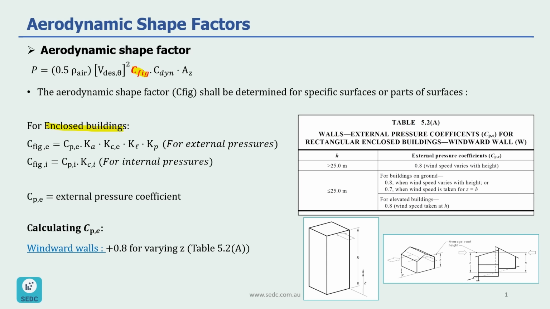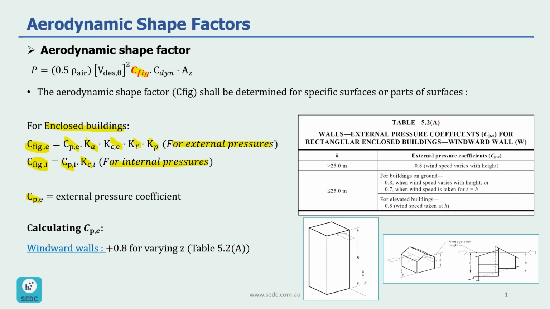For an enclosed building, we have two different Cfig that we need to calculate. The first one is Cfig,e, which is for external pressure, and the second one is Cfig,i, which is for internal pressures. As you can see, the formulas are a little different. Cfig,e has 5 different parameters, and Cfig,i has 2 different parameters. We are going to go into more detail for each one of these parameters in the next few slides, but let's look at Cp,e to start.